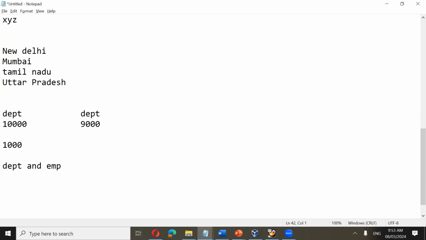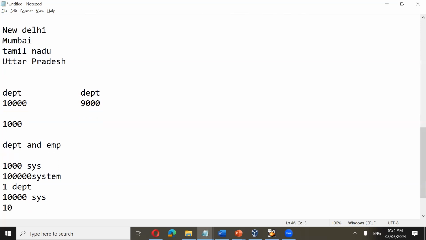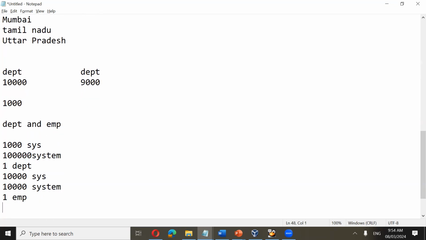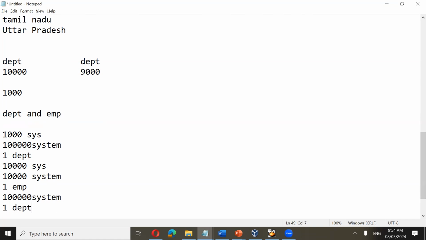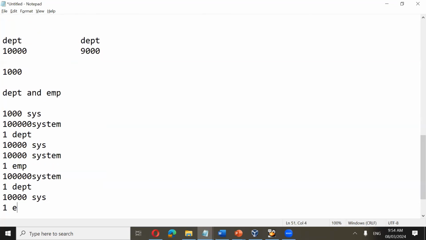Now, your transaction logs contain all the data from sys, system, or any other schema. So you did 1,000 transactions from sys, then there are 100,000 transactions from system. Then there is one transaction for the department table. After that, again, there are 10,000 transactions for sys, 10,000 transactions for system. After that, there is one transaction for employee. Then again, 100,000 transactions for system. Then again, one transaction for department. Then again, 10,000 transactions for system. Then again, one transaction for employee.